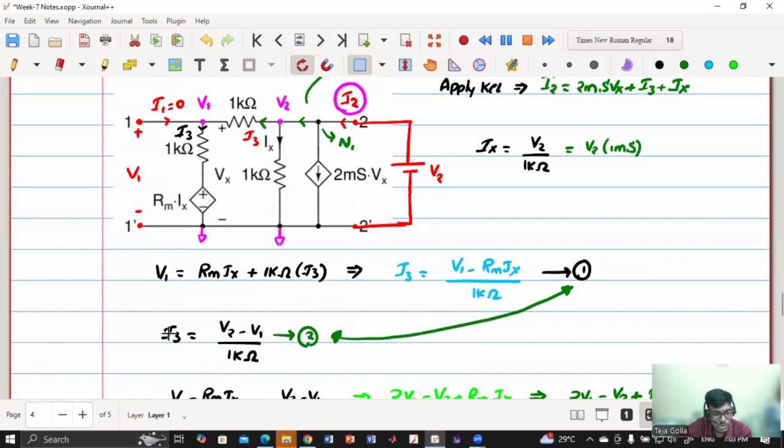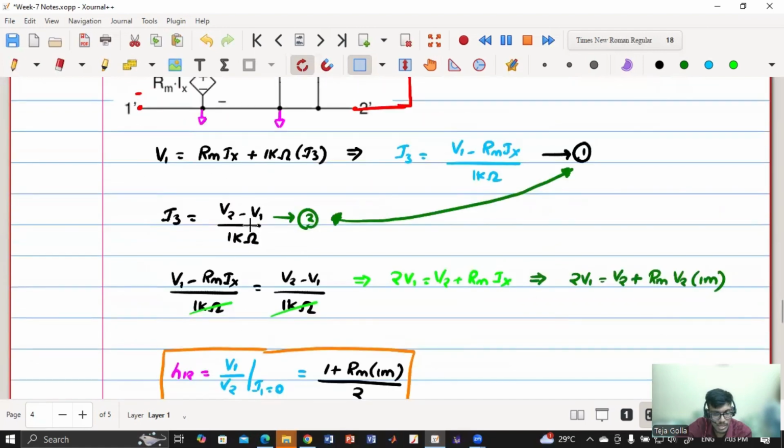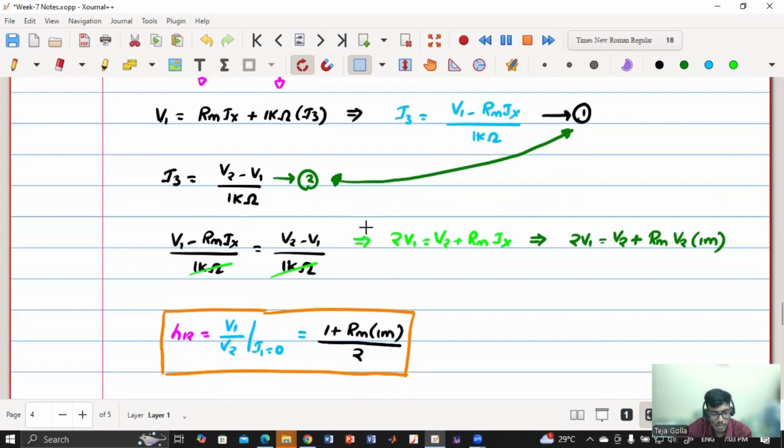But if I substitute this I3, then I have to also see what is exactly being done over here, because V2 is there, V1 is there. Then I can use this equation to substitute my V1 back. So now first let me calculate and see what is my I3. My I3 is V2 minus V1 by 1 kilo ohm. Agree?